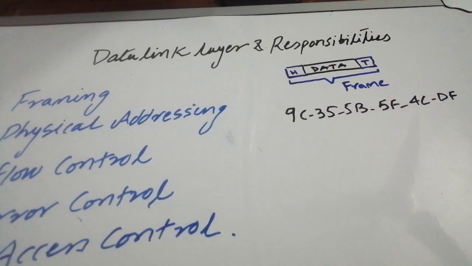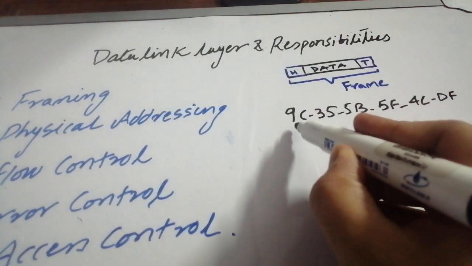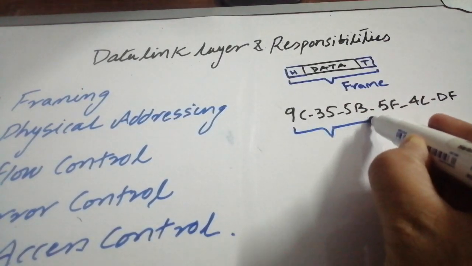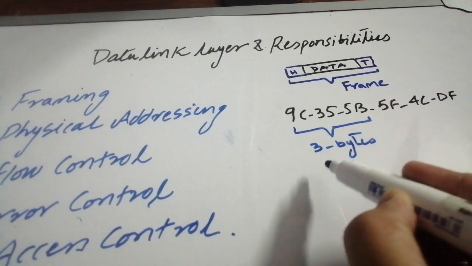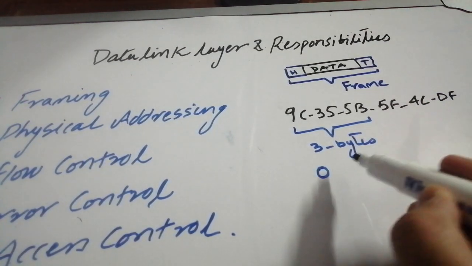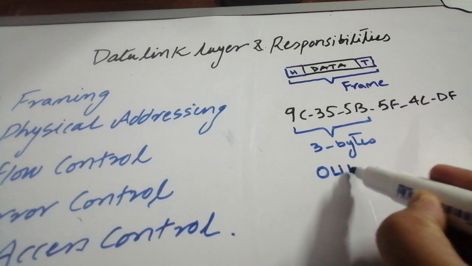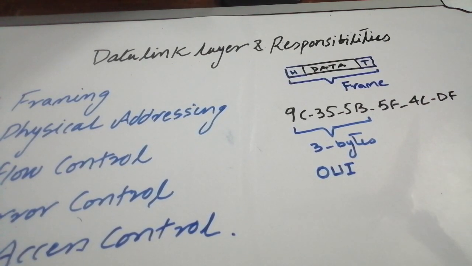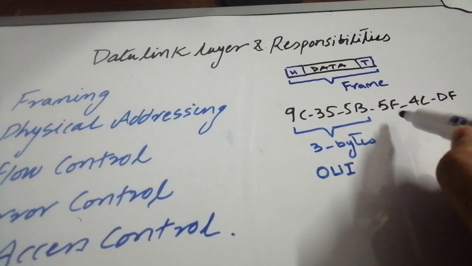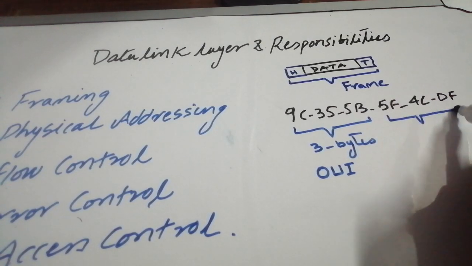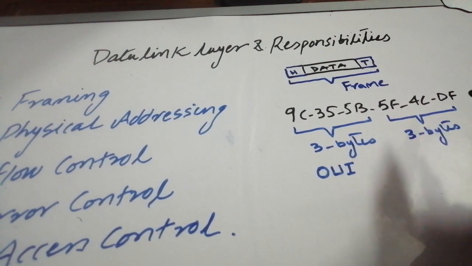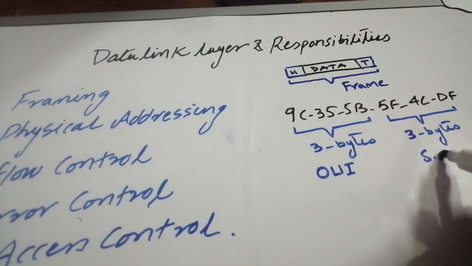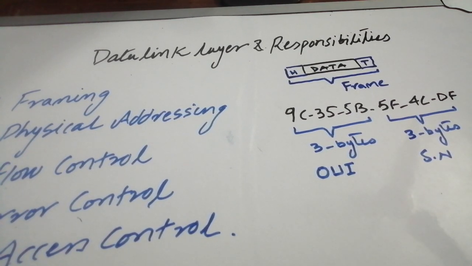Right? The first 3 bytes are the organization unique identification, and the last 3 bytes represent the serial number in a MAC address.